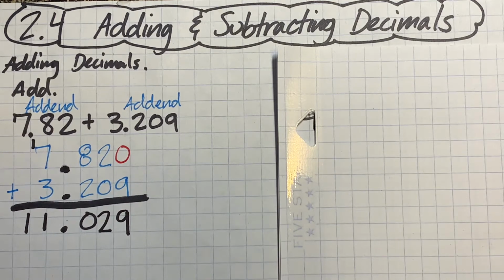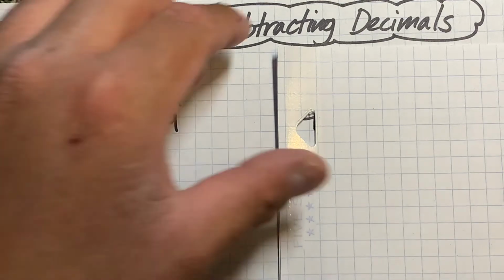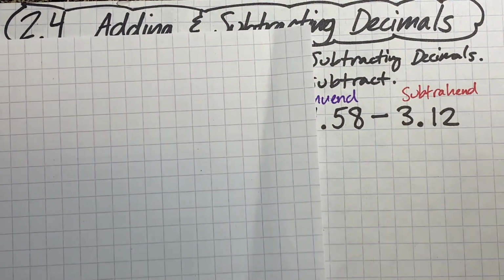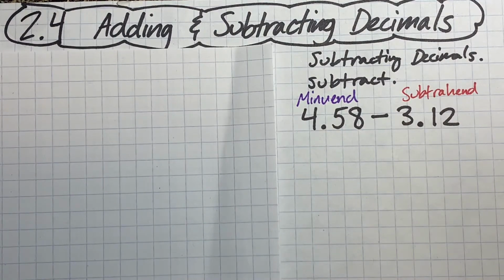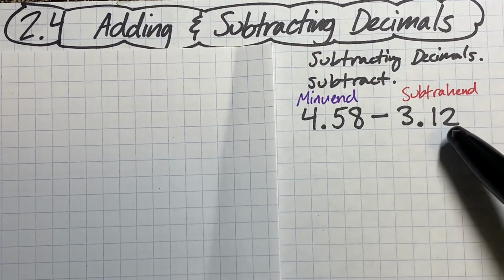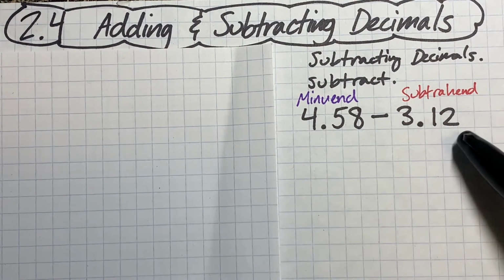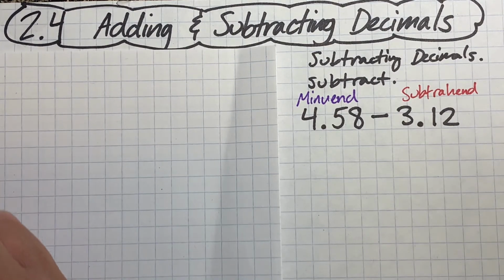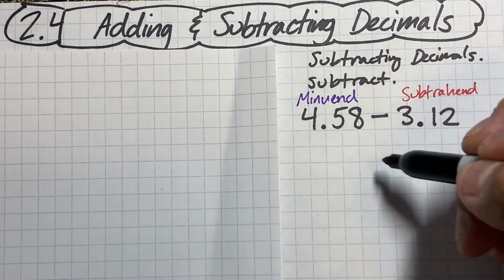Easy peasy lemon squeezy. Next, we're going to take this, move it across, and do a subtraction problem. Again, we're going to be subtracting decimals. So again, keep in mind that the minuend is the first number in the subtraction problem, and the subtrahend is the number that is being subtracted. And of course, the answer to a subtraction problem is called the difference. So let's go ahead and write this out. First thing we want to do is align our decimal points. Do that first.